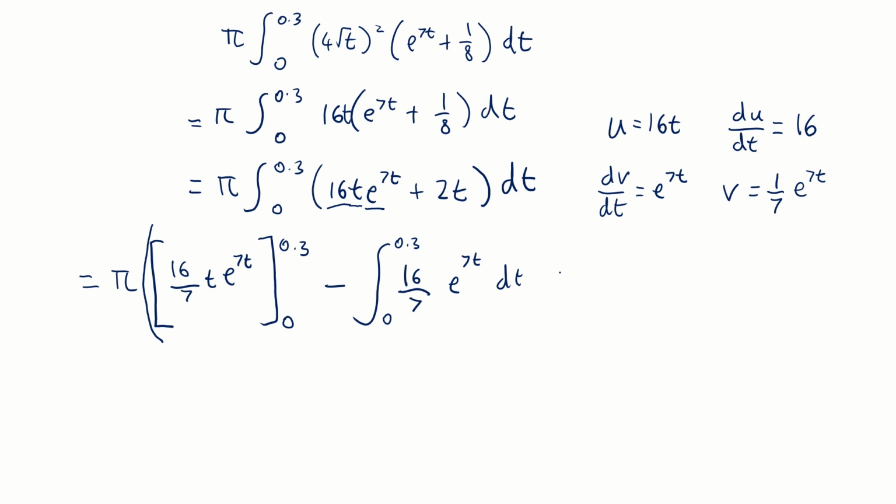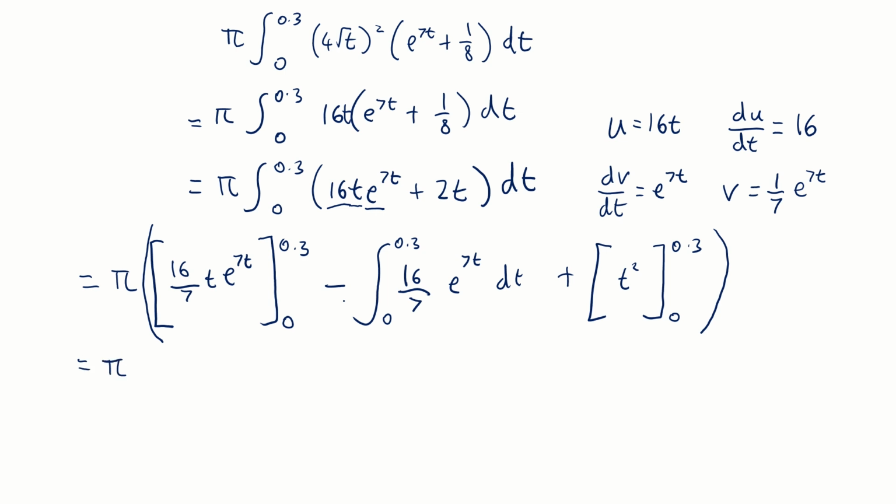And then also we've got to integrate the plus 2t, and the plus 2t would integrate to t squared. And therefore we're doing t squared between 0.3 and 0. Just to make it clear, 2t integrates to 2t squared over 2, and the 2 over 2 cancels out. And you might notice I've put these giant brackets in to make sure all of this stuff is being multiplied by pi, because that's the really easy stuff to end up forgetting to do.